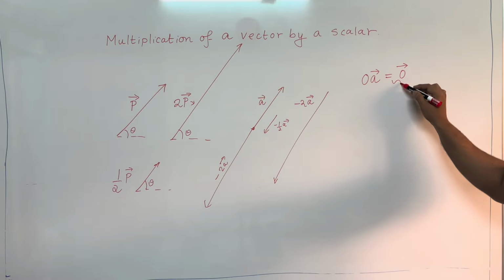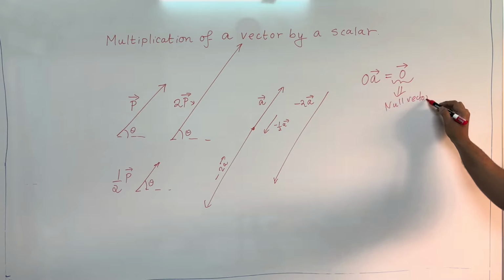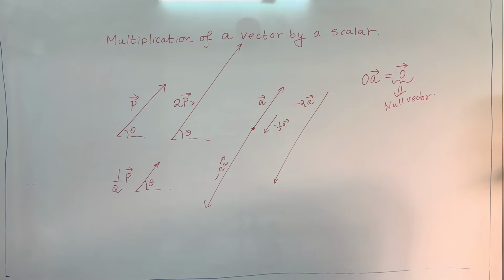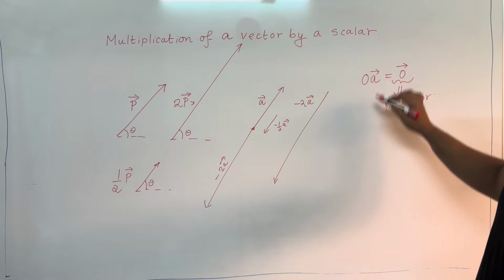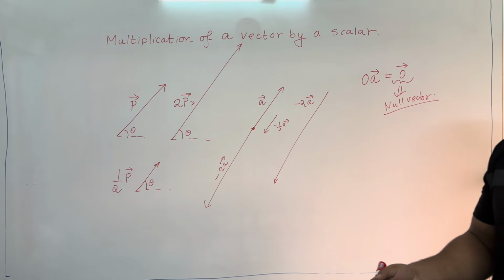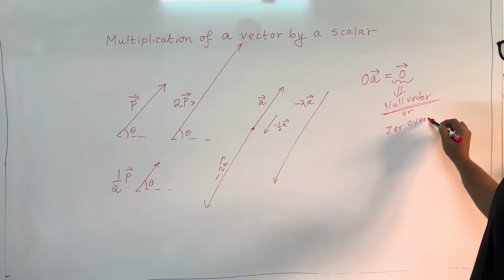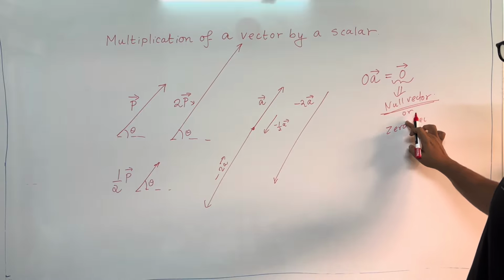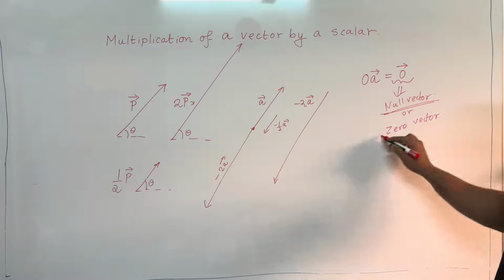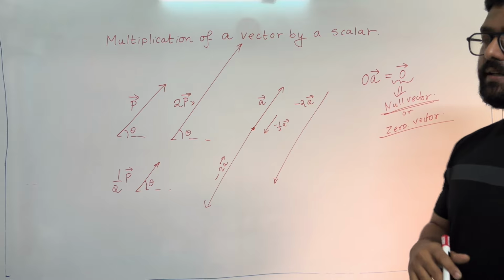What is a null vector? A null vector is a vector which does not have any magnitude, because I am multiplying by 0, right? So it does not have any magnitude, and it doesn't have any specified direction either. So it is a zero magnitude vector without any specific direction. This is called a null vector, or you can say zero vector. So what is a zero vector? A zero vector is a vector with a zero magnitude and unspecified direction.